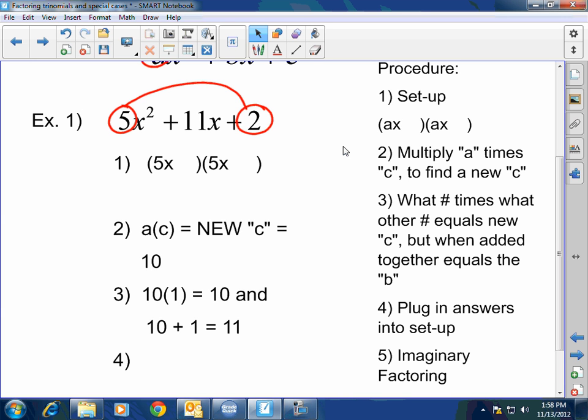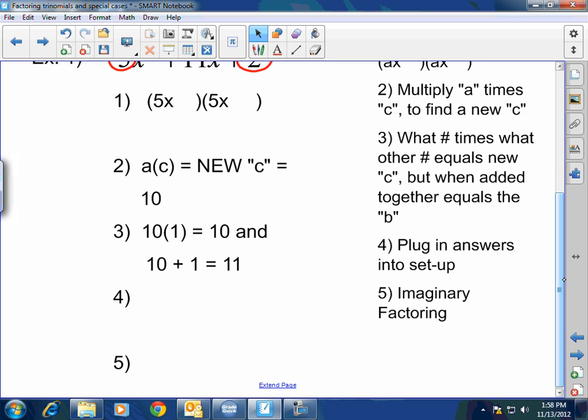Step 4, plug it into your answers, into setup. So I got 5x plus 10 times 5x plus 1. Is everyone with me so far? Because I don't want to go to the next step until everyone sees what I've done. I'm not ignoring you. And don't ask me again, isn't this that, isn't that this? Don't ask me that yet. Wait till I finish. Everything is going to make sense in just 2 seconds. Yes, sir.